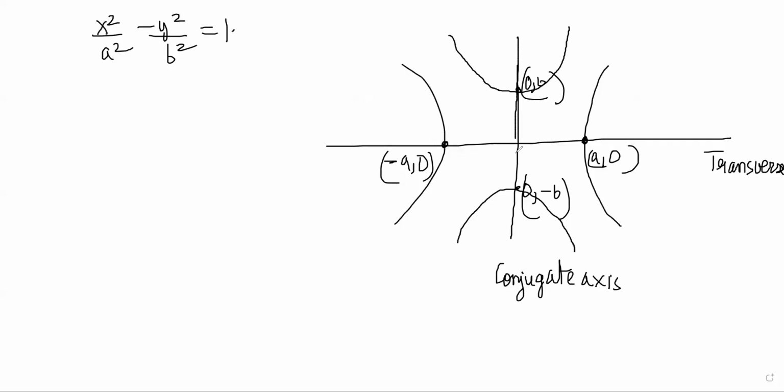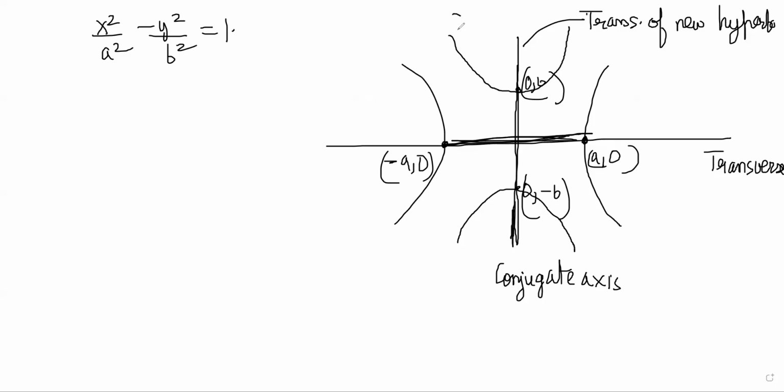So the conjugate axis of the original hyperbola is the transverse axis of the new hyperbola. Transverse axis of new hyperbola. And this axis becomes the conjugate axis of the new hyperbola, which was the transverse axis of the old hyperbola. So this is curve 2, and this was my curve 1.